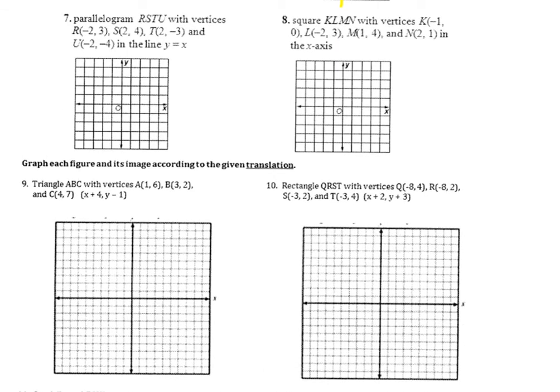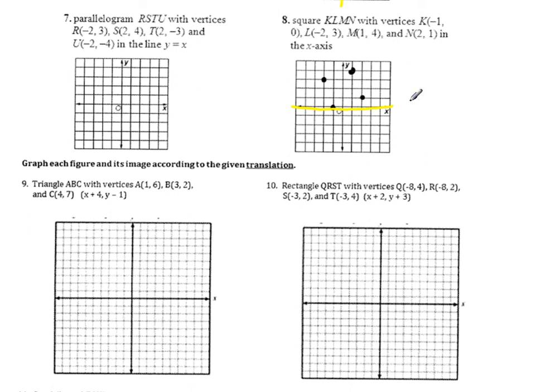Okay, number 8, we have a square. K is -1, 0. L is -2, 3. M is 1, 4. And N is 2, 1. And we want to reflect over the x-axis this time.